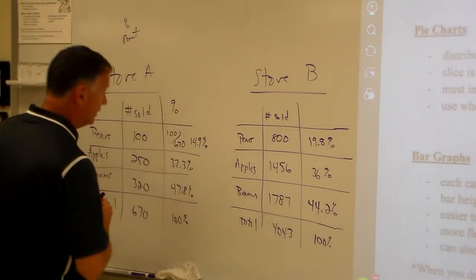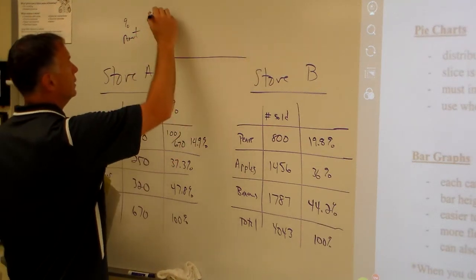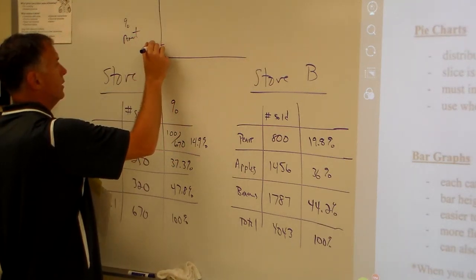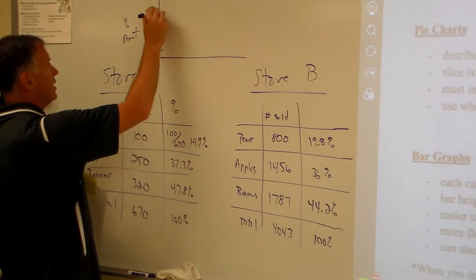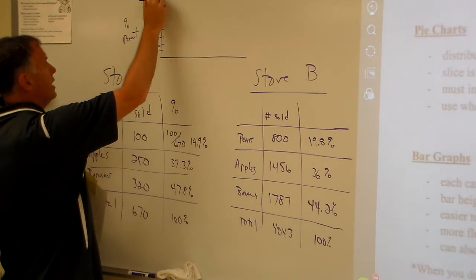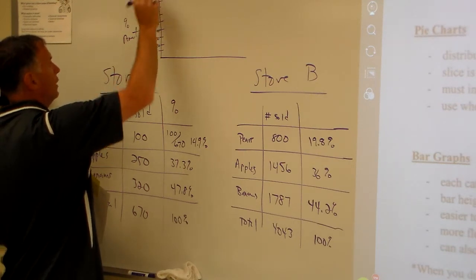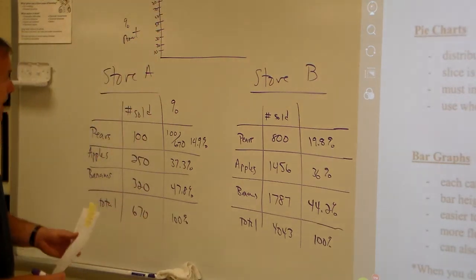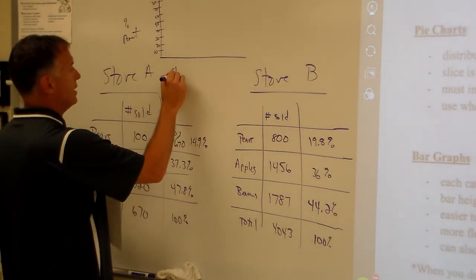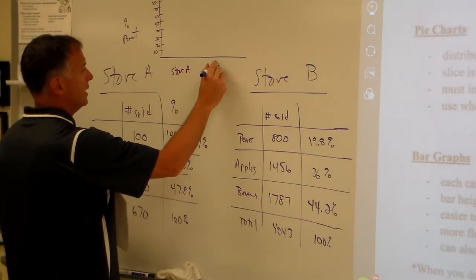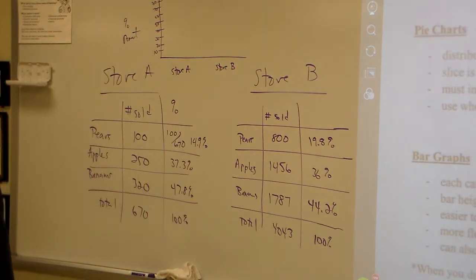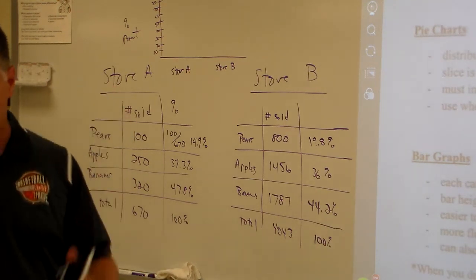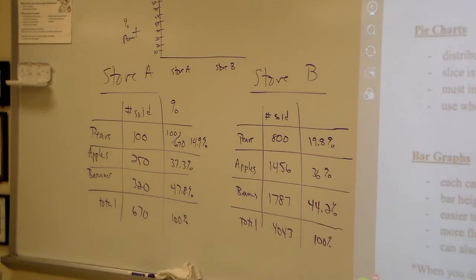Let's start that again. 10, 20, 30, 40, 50, 60, 70, 80, 90, 100. And then over here, this is going to be store A, and this is going to be store B, and I'm going to make a stacked bar graph. When you do these stacked bar graphs, you want to have a calculator handy, and I'll show you why it's going to come in handy.